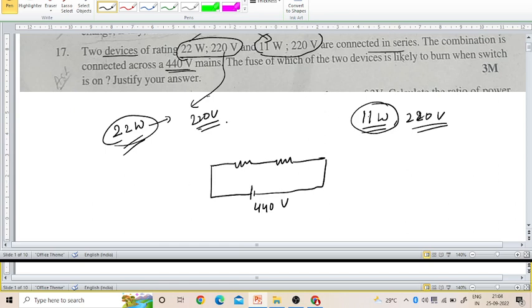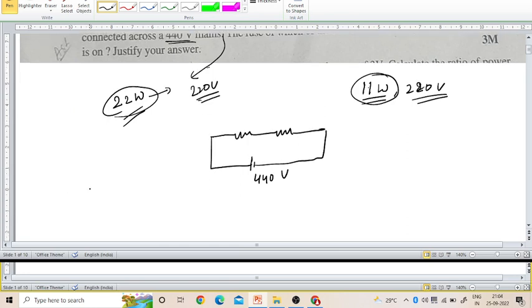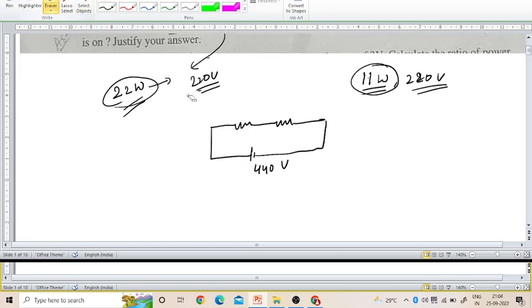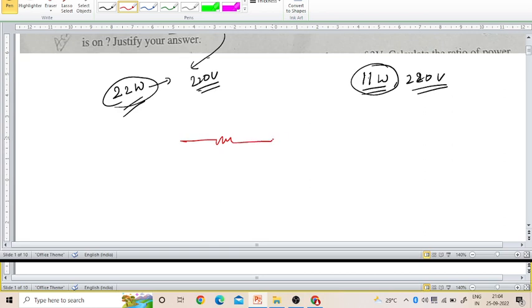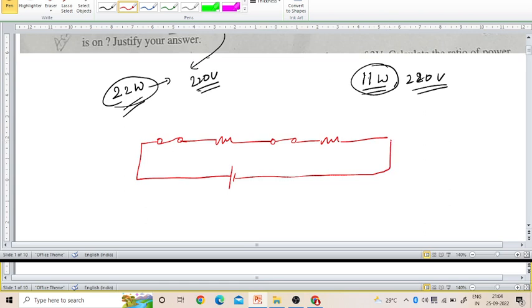Both are connected in series. Let me explain. According to the question, there is a fuse in this device, and a fuse has also been used for the other device. But one thing I would like to tell you is that both are in series, so even if this fuse burns or that fuse burns, the power supply will cut off. So this is 440 volt, and these are 22 watt 220 volt and 11 watt 220 volt.